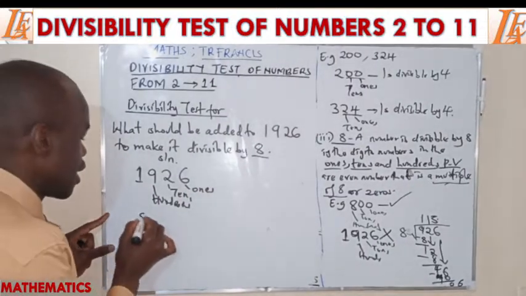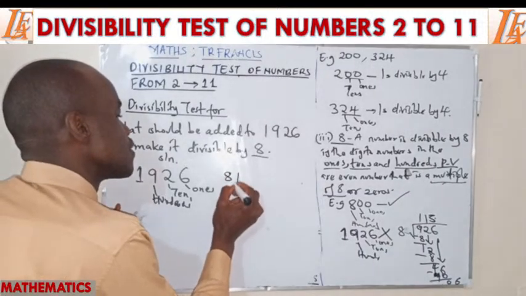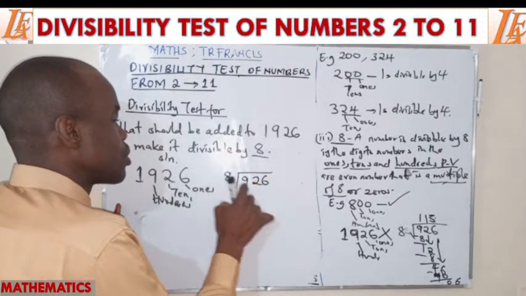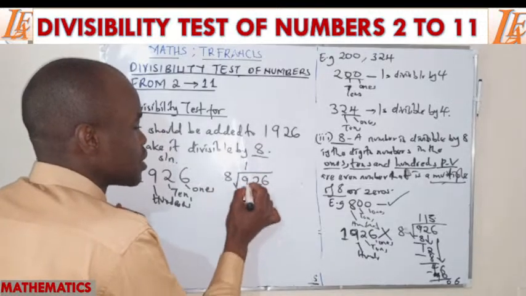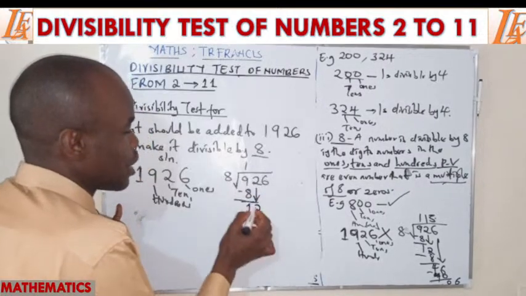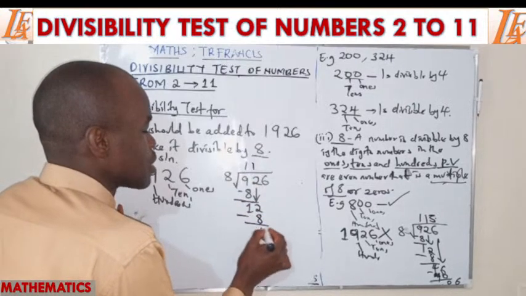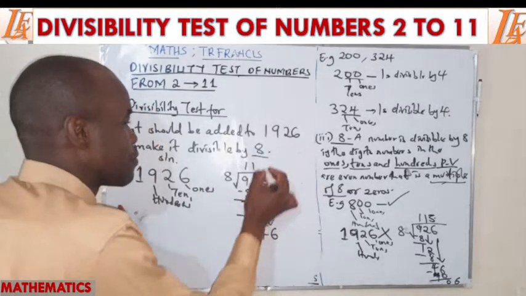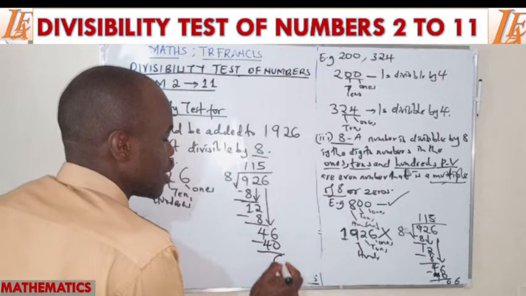So we take 926 divided by 8. 8 goes into 9 once. 1 times 8 is 8. This gives 1. Bring down the 2, which forms 12. Then 8 goes into 12 once. 8 times 1 is 8, minus, remainder 4. Bring down the 6. This is 46, which goes 5 times. 5 times 8 is 40. So the remainder is 6.